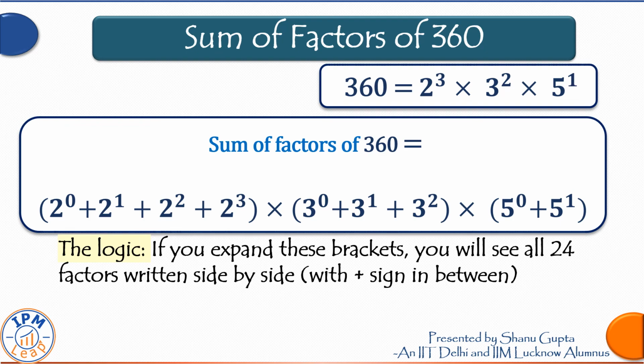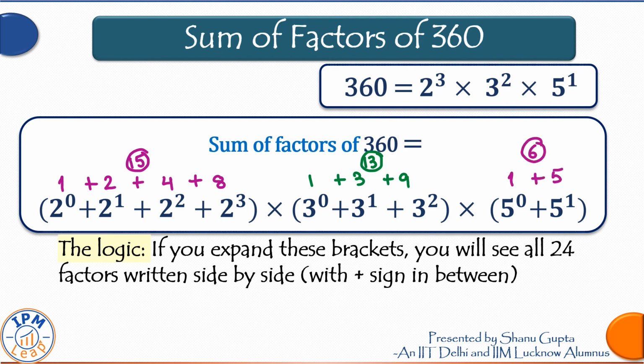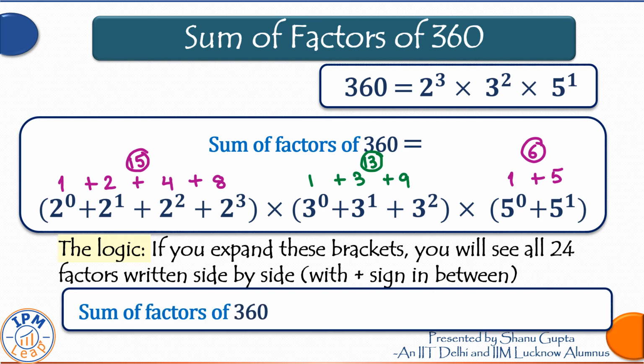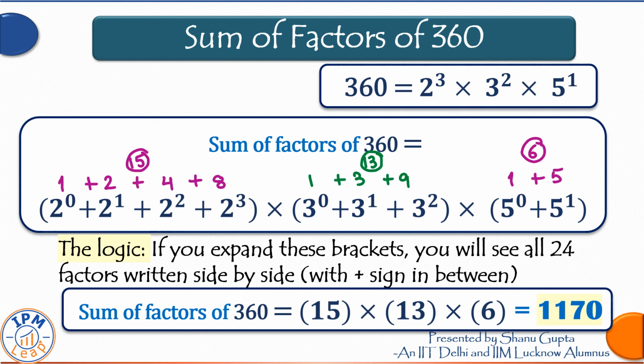This number is 1 plus 2 plus 4 plus 8, that is 15. This is 1 plus 3 plus 9, that is 13. And the last one is 1 plus 5, that is 6. 15 into 13 into 6 is 1170. So that is our answer for the sum of factors of 360.